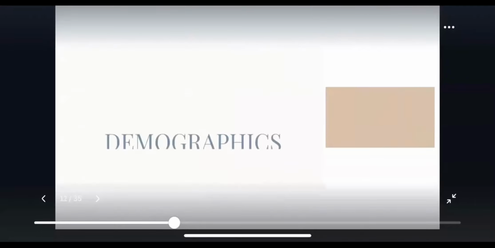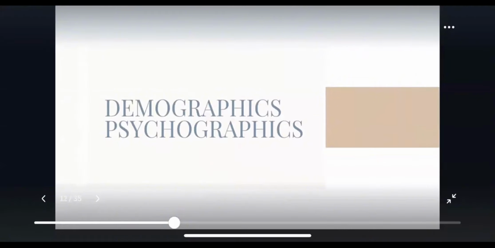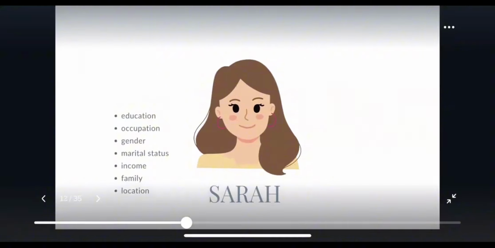I want to talk about 2 things, demographics and psychographics. What I see a lot of times when people talk about the ideal client is that they focus on demographics. So demographics are the following things. I'm going to show you. These kinds of things: the education, occupation, the gender, the income, where they are based, their family, how many kids they have. So this is very important information.